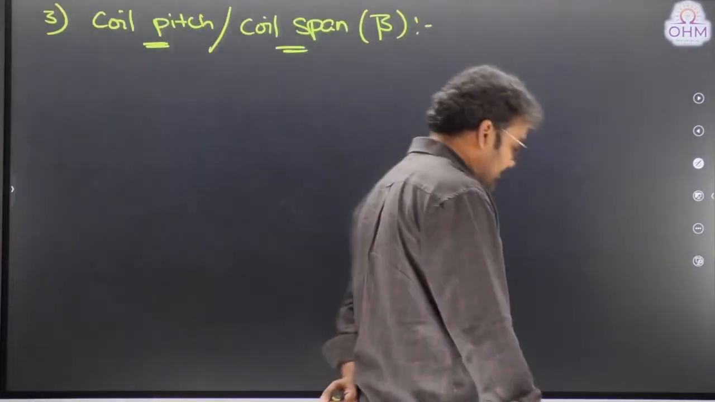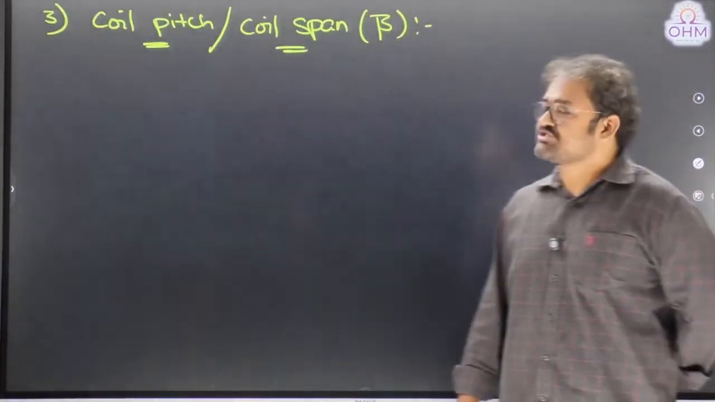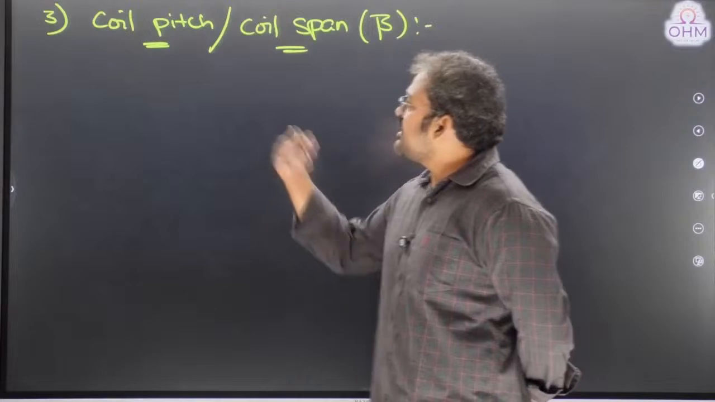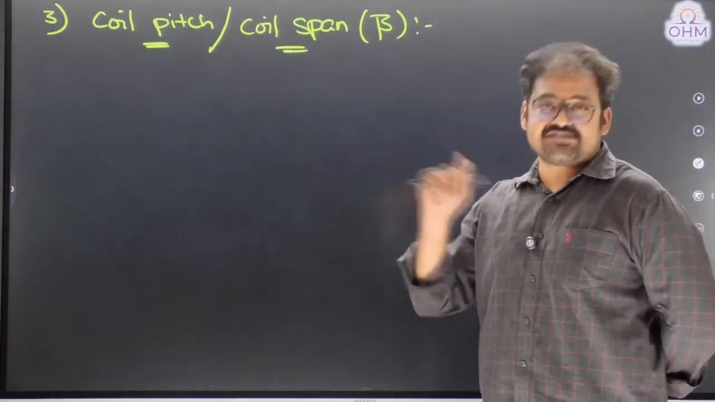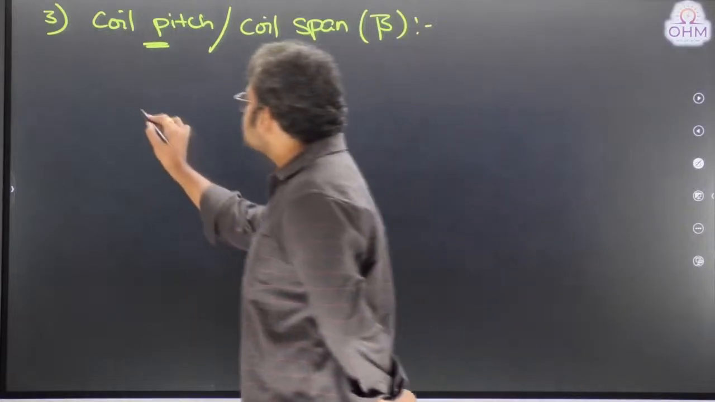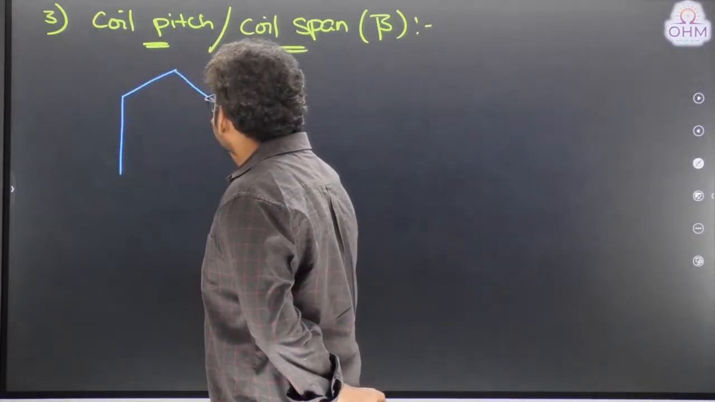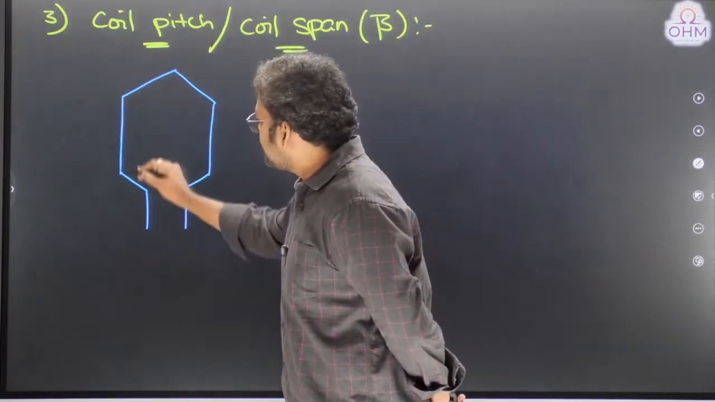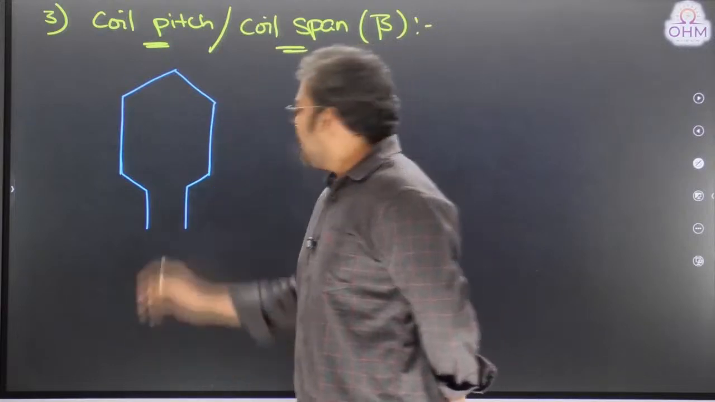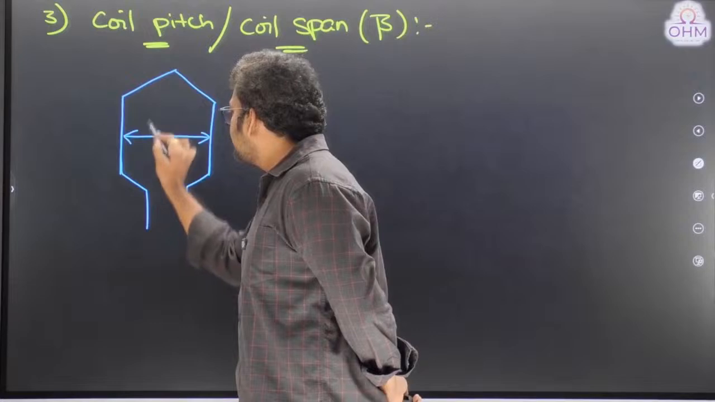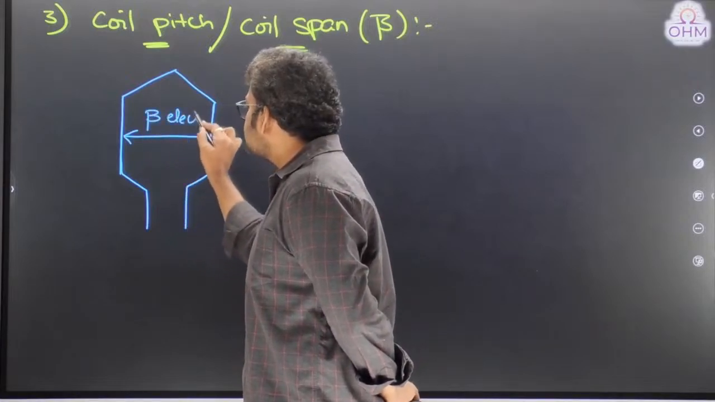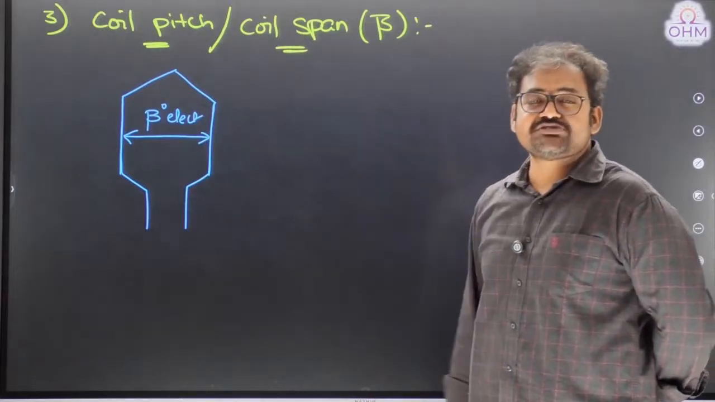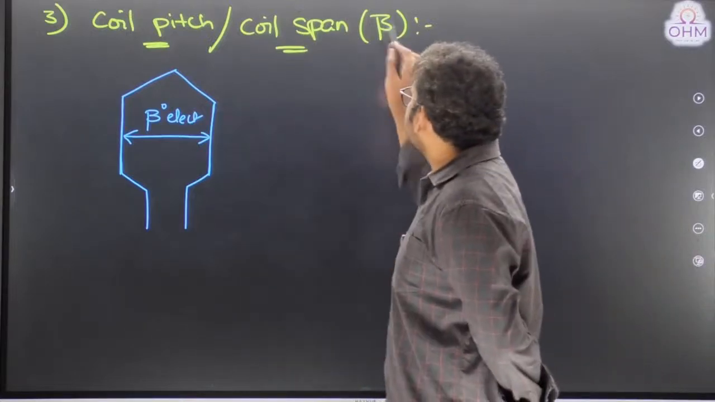Next, the next major important thing is coil pitch. We also call it coil span. Very simple. Just like pole pitch is the angle between two adjacent poles, coil pitch means it is the angle between two sides of a coil. I told you a coil will have two sides. This is one side of the coil, this is the other side of the coil. The electrical angle between these two sides is what we call coil pitch. Coil pitch is represented with the letter beta.